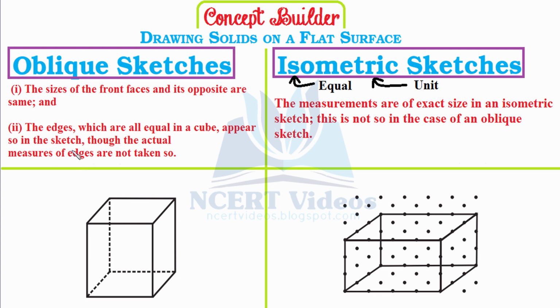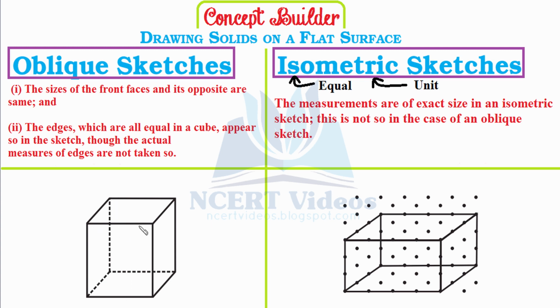And the important thing while constructing an oblique sketch is this: the size of the front face and its opposite side are the same, that we have already discussed. That is, this face size has to be equal to this face size, that is its opposite. Second point to note is the edges, which are all equal in a cube, appear so in the sketch. Now the actual measures of edges are not taken, so we don't care about the dimensions being an exact match. For example, if we were to construct a cube with side 4 cm, we will not take 4 as a measure. You may take it, but it is optional. But the only thing is that the first face must be of the same dimension as its opposite.